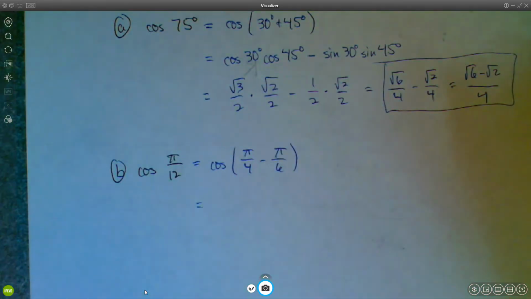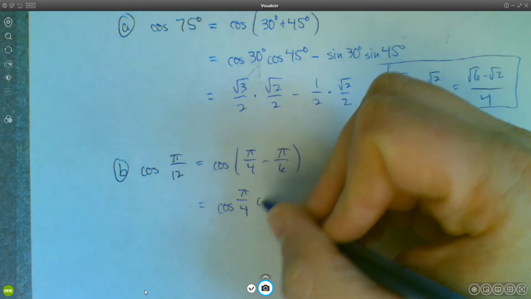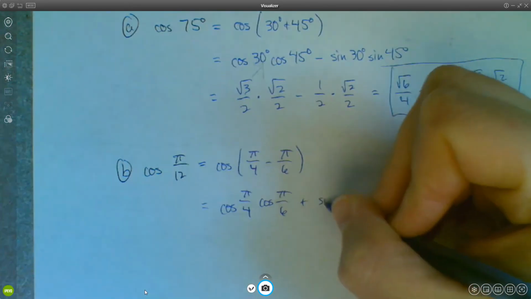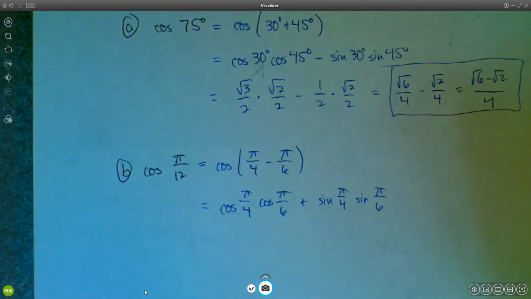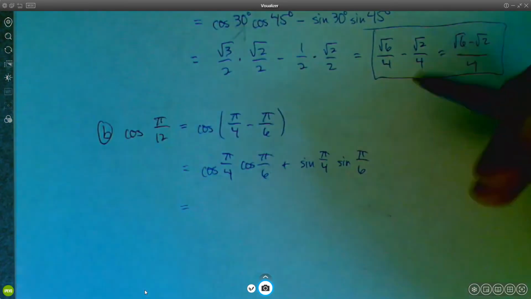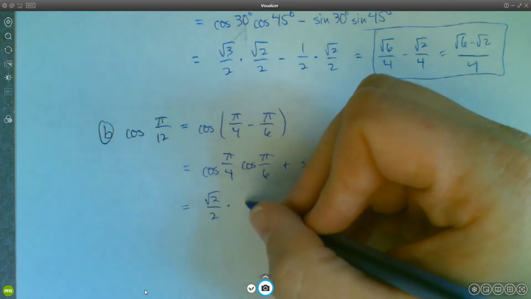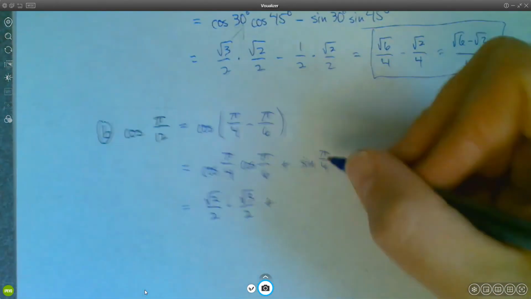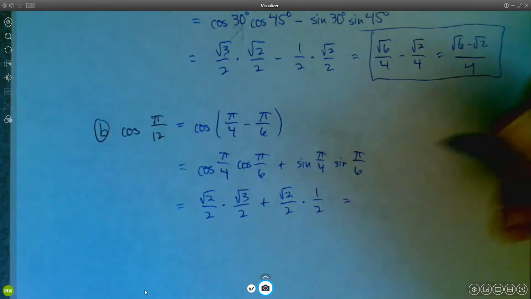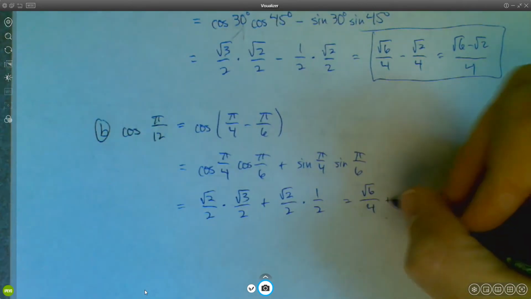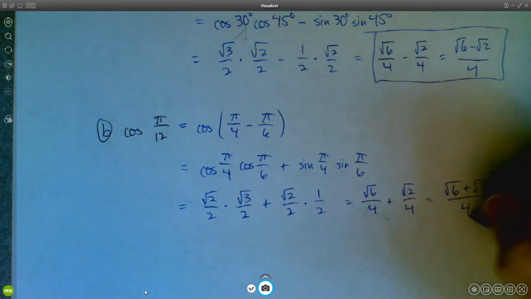Okay. Now I can apply that identity we just proved. This is going to be cosine pi over 4 cosine pi over 6 plus sine of pi over 4 sine of pi over 6. And then we can evaluate those, right? Cosine pi over 4, root 2 over 2. Cosine pi over 6, root 3 over 2. Sine of pi over 4 is root 2 over 2. And sine of pi over 6 is 1/2. So this is almost the same as what we got before, right? It's root 6 over 4 plus root 2 over 4. Or if you prefer, you can call it root 6 plus root 2 all over 4.